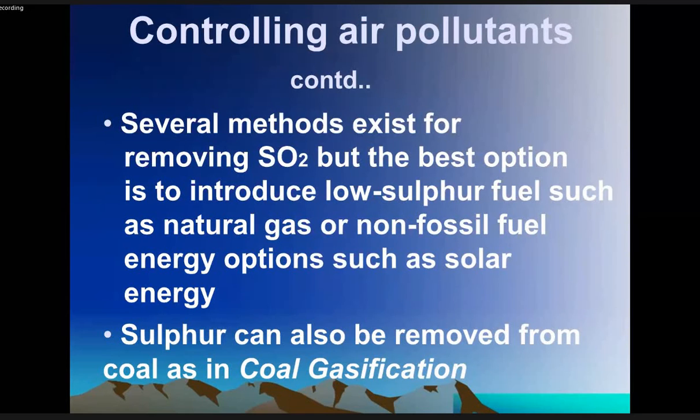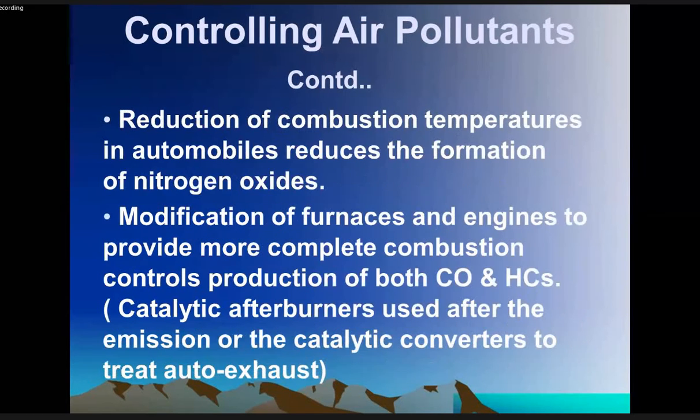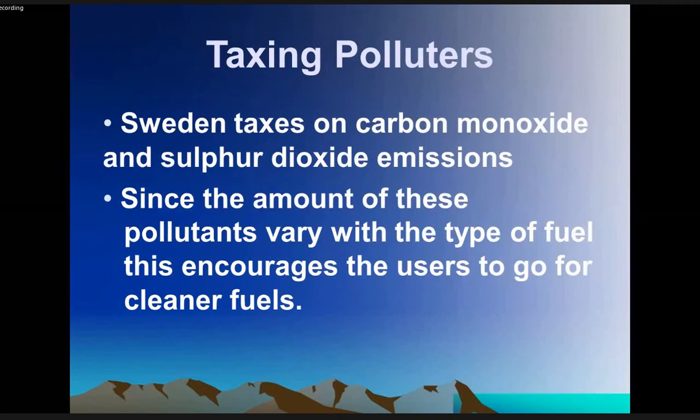Then there are other procedures: reduction of combustion temperatures in automobiles reduces the formation of nitrogen oxides; modification of furnaces and engines to provide more complete combustion controls production of both carbon monoxide and hydrocarbons; catalytic afterburners used after the emissions, or catalytic converters to treat auto exhaust. All these are the mechanical ways and the electrical ways to reduce these pollutants.